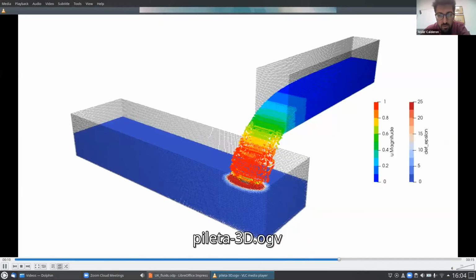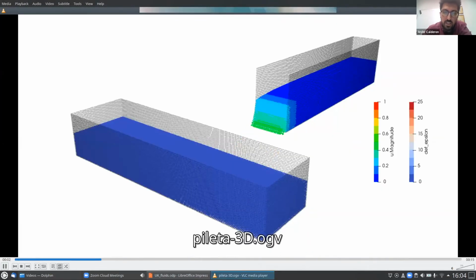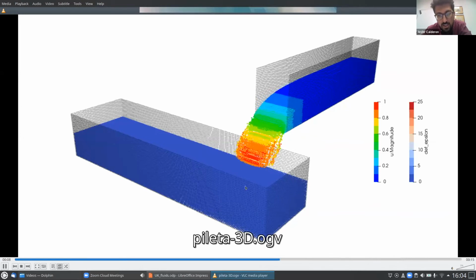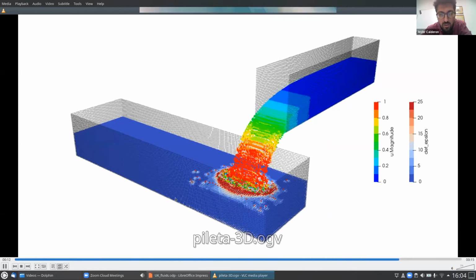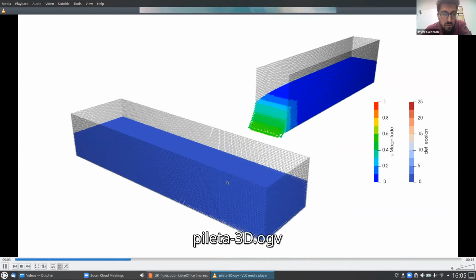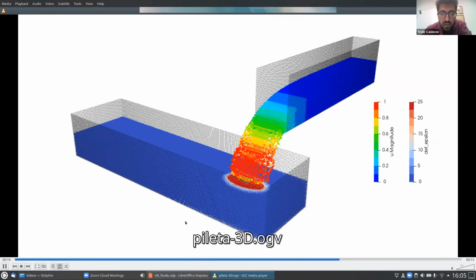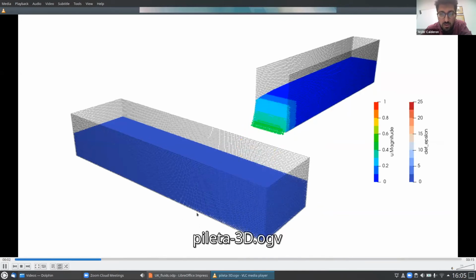So this is what we are basically working on. You see that the water falls, hits the mud, and the mud deforms once receiving the impact from the water column.